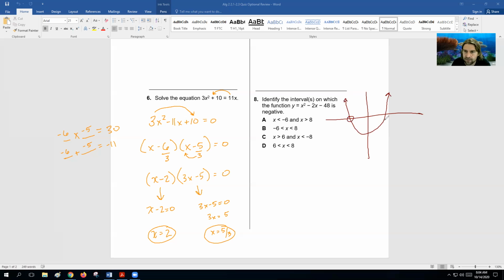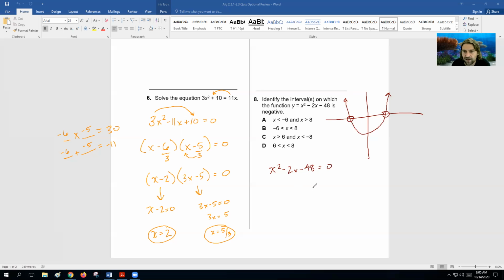The question is, okay, what are these two numbers here? Where does it cross the zeros? And once we can find that, we can say, okay, the negatives is going to be in between those two. Our positives would be outside of them. Our negatives would be in between them. So to find the zeros, we're going to make the equation equal to 0.